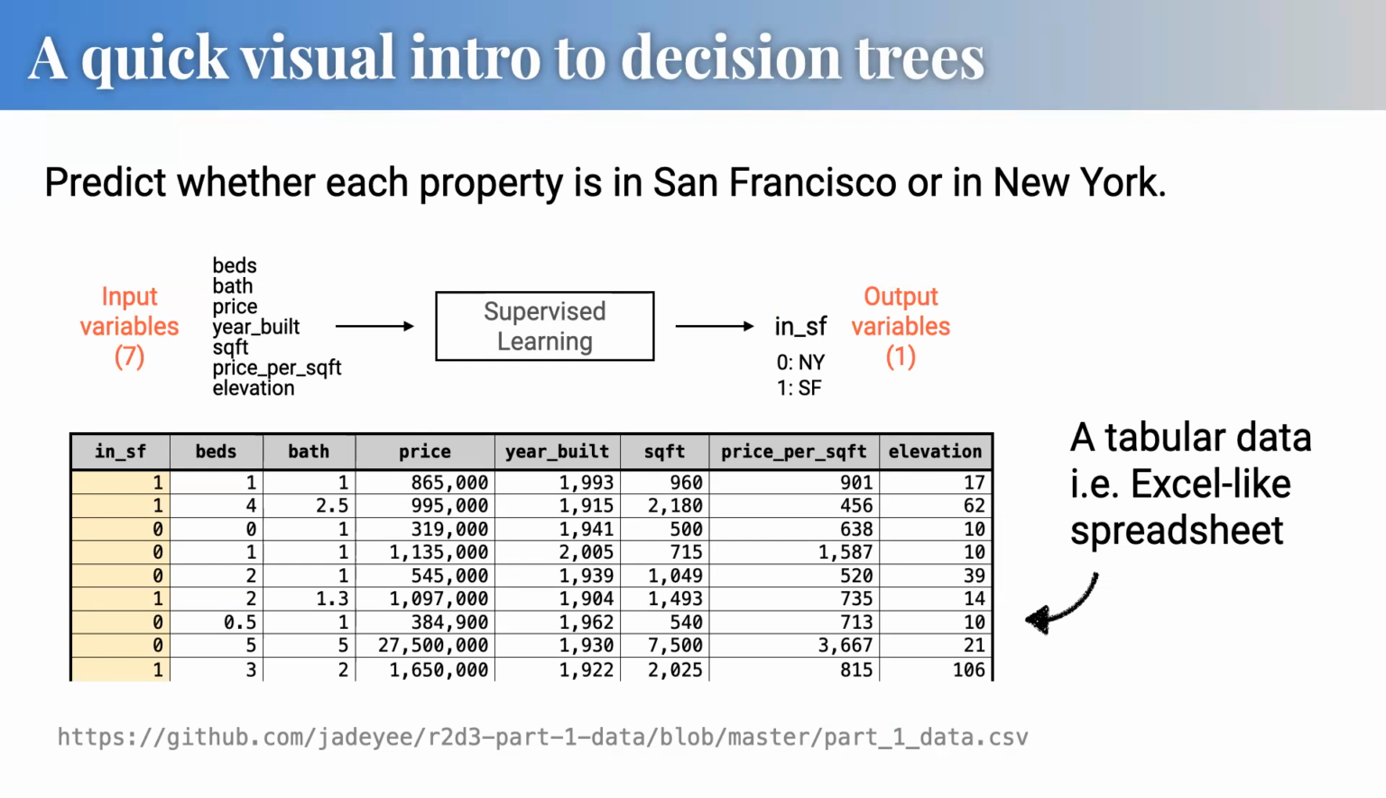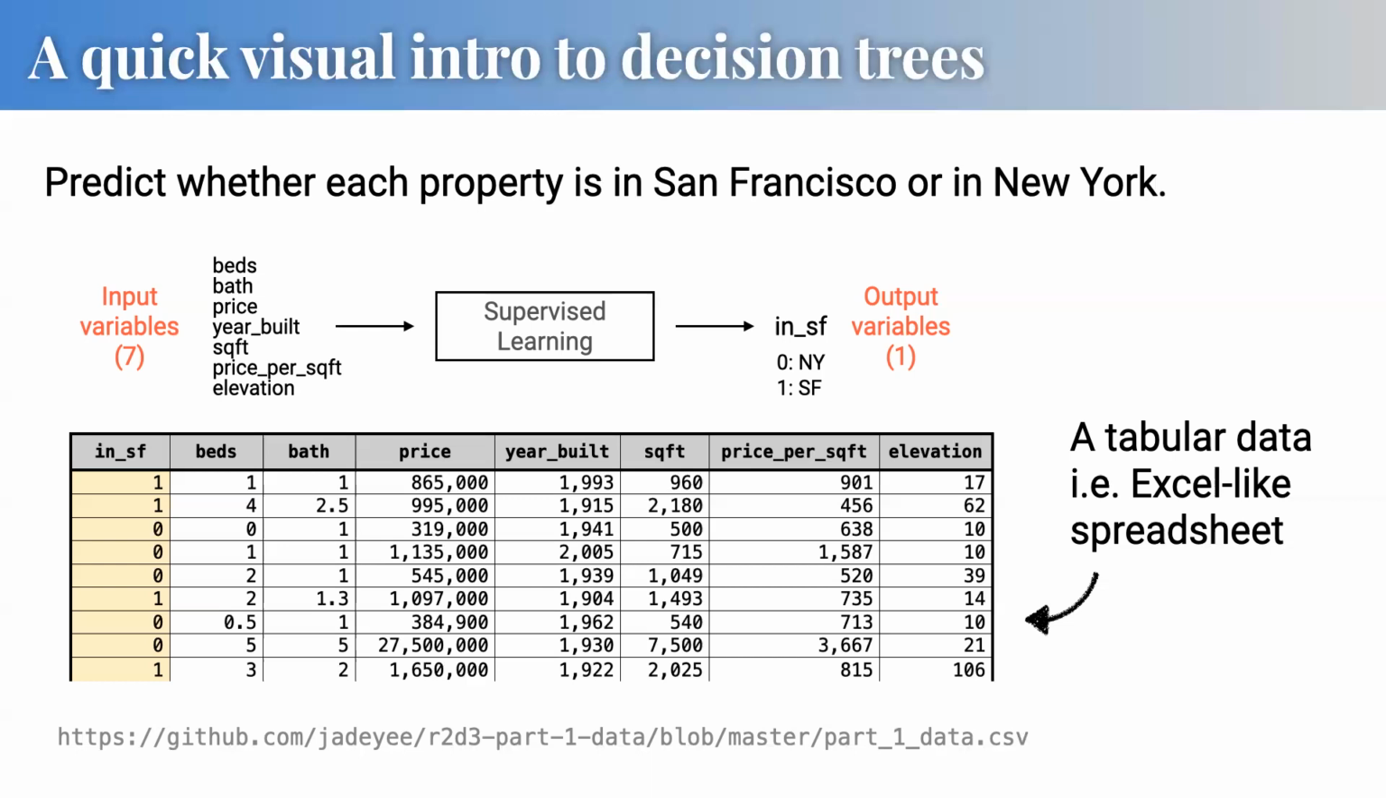And here we want to predict something for each property, say, properties at a real estate company. We just want to predict whether each property is in San Francisco or in New York. The output is 0 for New York and 1 for San Francisco. The column "in SF" is the one we want to know, and the other variables we can use for prediction.